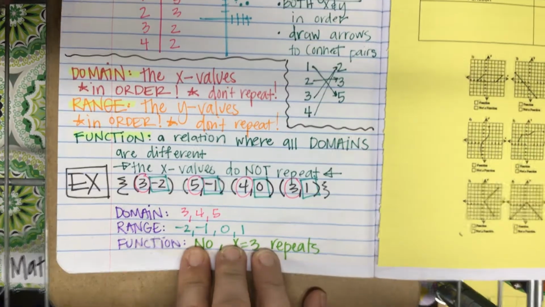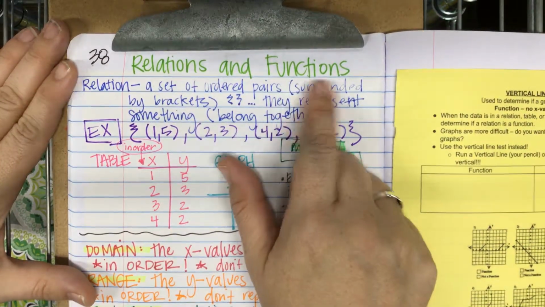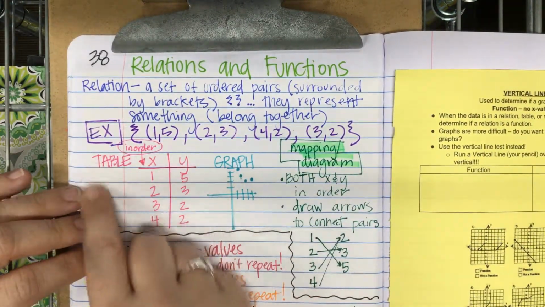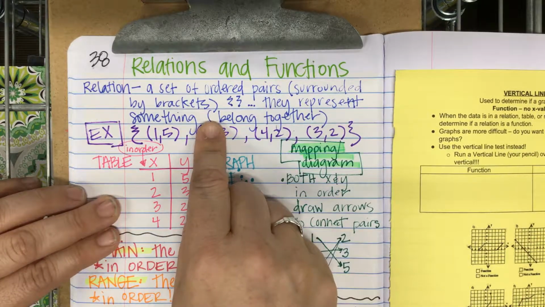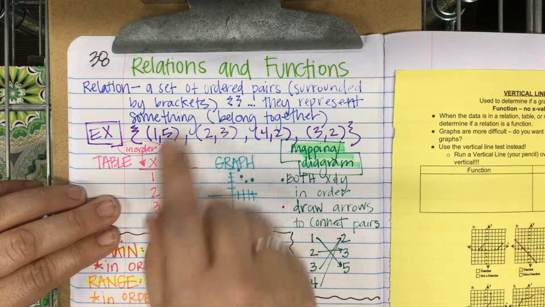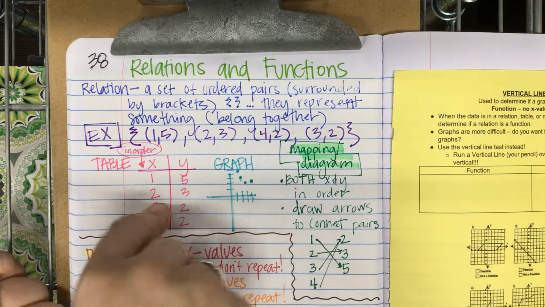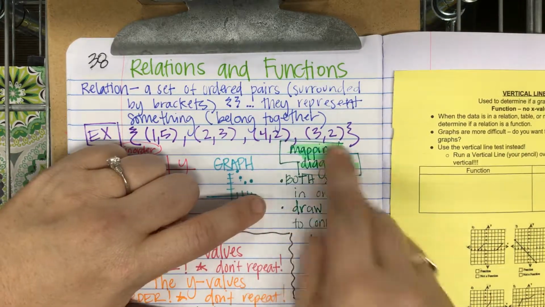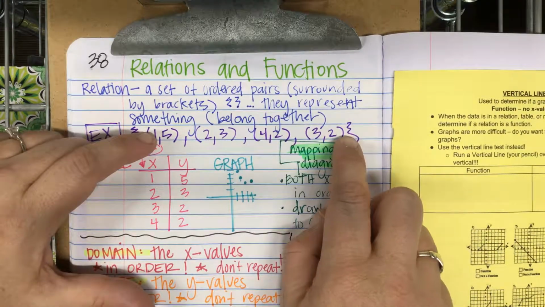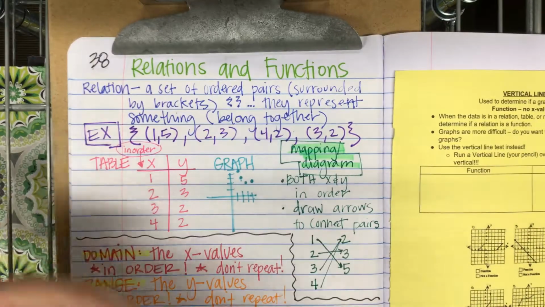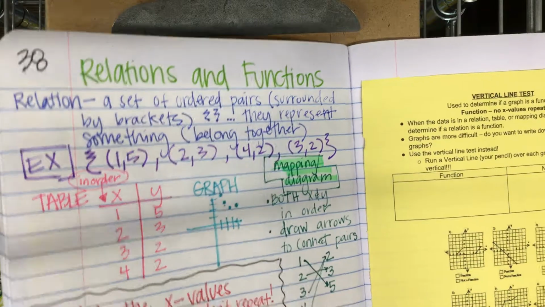Now sometimes this relation, right? A set of ordered pairs surrounded by brackets. Sometimes they'll give you a table and they'll say, can you write this table as ordered pairs? So you have to go back and forth, right? Sometimes they'll say, take this graph, and can you write it as a table? Sometimes they'll give you a mapping diagram and say, hey, can you take this mapping diagram and write it as a set of ordered pairs? It's going to be all kind of interchangeable. It's just a set of ordered pairs that belong together, values that have a meaning.